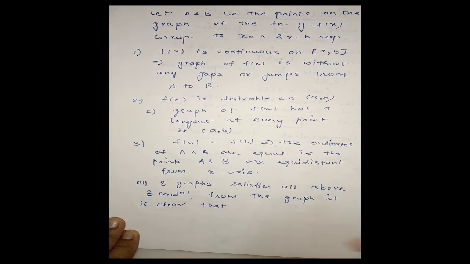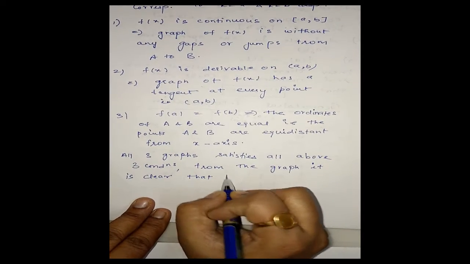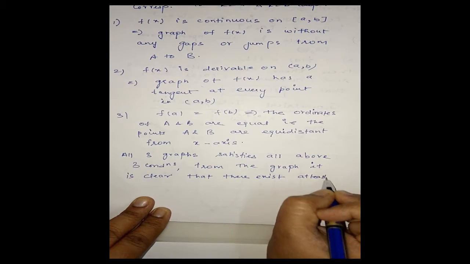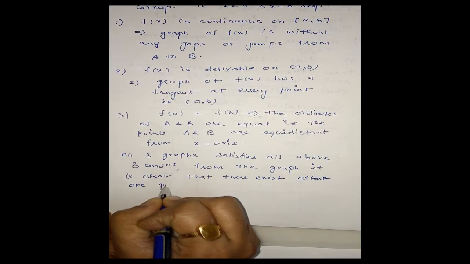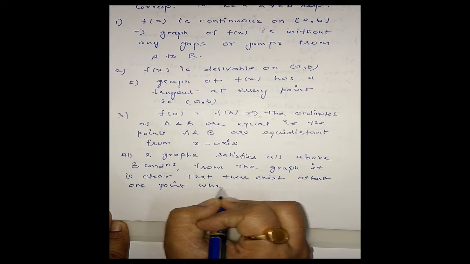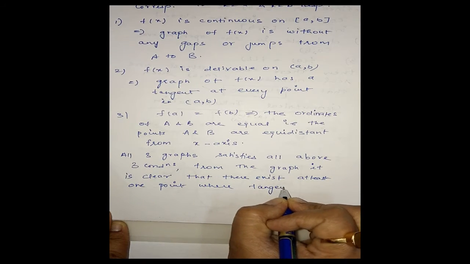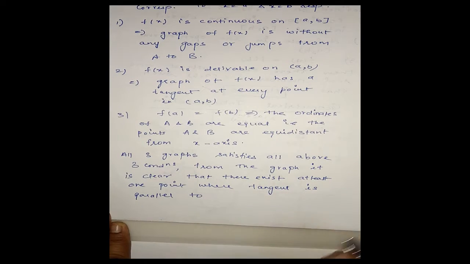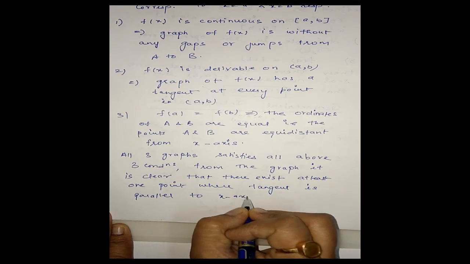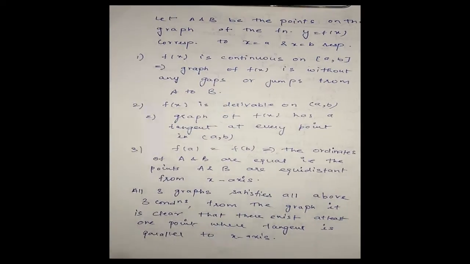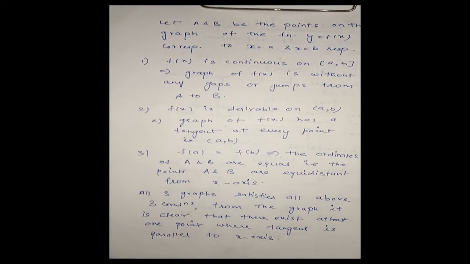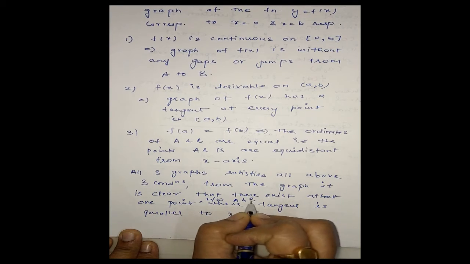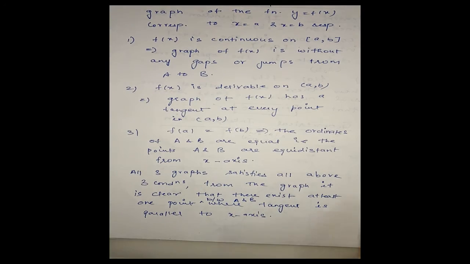that there exists at least one point where the tangent is parallel to the x-axis. There exists at least one point between A and B where the tangent is parallel to the x-axis. It is clear from the graph.